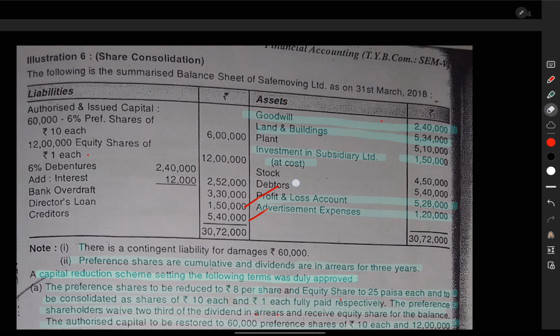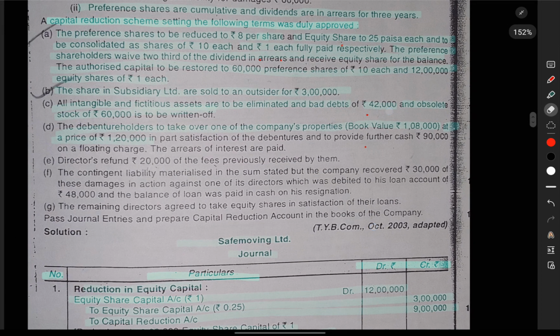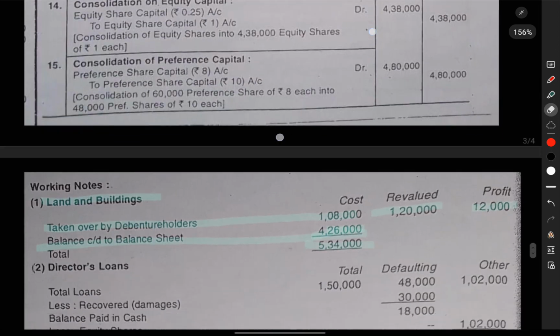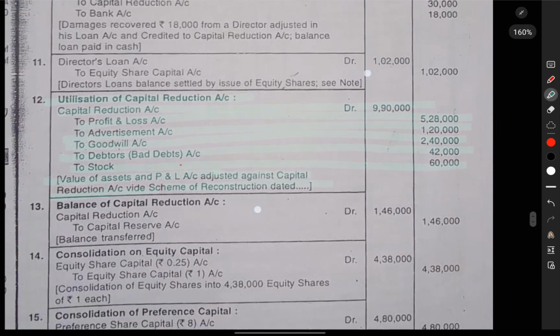Why do we choose land and building? Because they are taking our company's asset. In part satisfaction of the debenture holder, to provide further cash 90,000 on a floating charge. Okay, it will be the next adjustment. So our debenture holders' amount is 1,20,000, and 1,08,000.